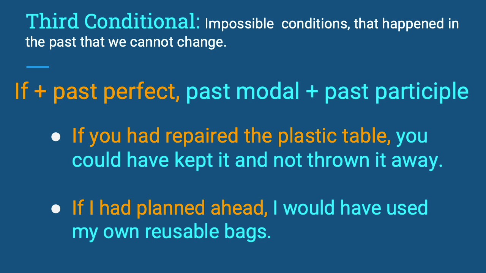Let's look at the two clauses in each of the sentences. In the first sentence, the first clause, the if clause, if you had repaired the plastic table, in orange. The main clause, you could have kept it and not thrown it away. In the second sentence, if I had planned ahead, the if clause, I would have used my own reusable bags, the main clause.